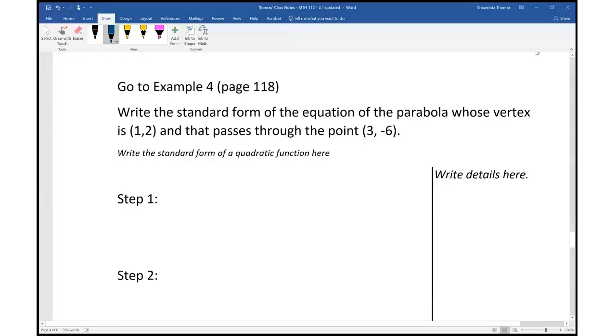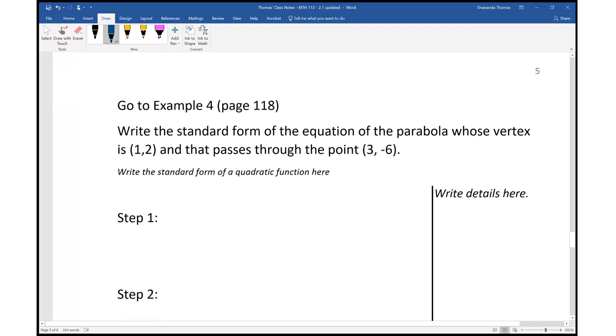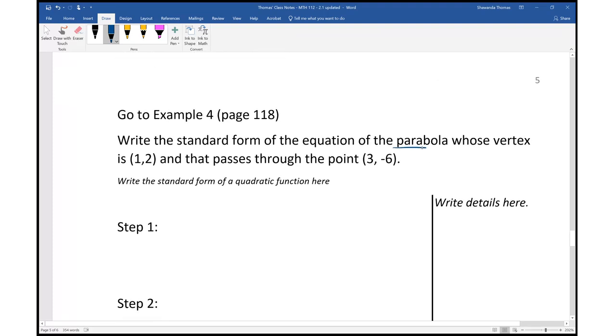Write the standard form of the equation of the parabola whose vertex is 1, 2, and that passes through the point 3, -6. Here's what we know. We know we have a parabola. So we know the function is a quadratic function. We also know the vertex, 1, 2. So we also know that that's h and k. And we also know that this parabola passes through the point 3, -6. So we know that this is x, y.